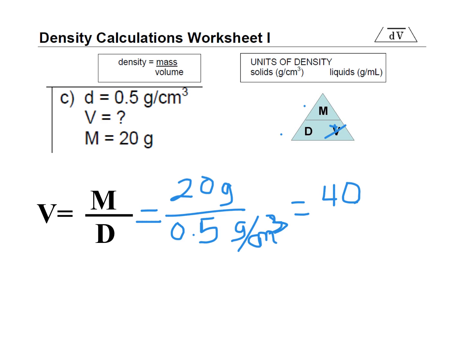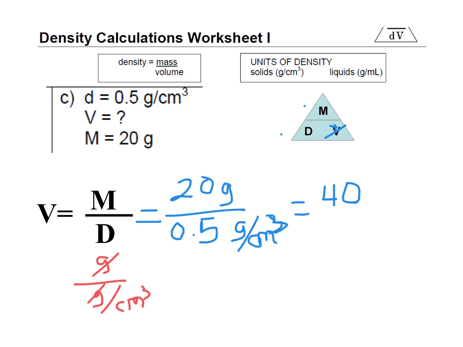And then what happens with our units here, okay? So you have gram in the numerator, and then in the denominator, you have gram per centimeter cubed. So your grams are going to cancel with grams. And then it's kind of interesting, this centimeter cubed. It's in the denominator, but it's in the denominator of the denominator, if you will.